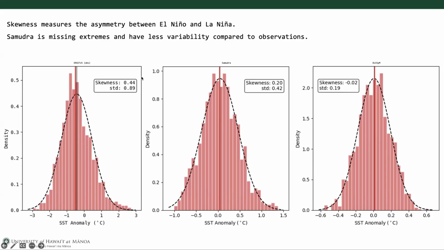Samudra, which is the one in the middle, for some reason the slides are really small, is able to capture this positive skewness a little bit weaker, but the LISM is not able to capture it at all. So there is some work that needs to be done with this.